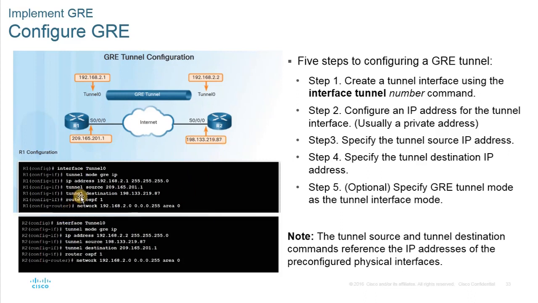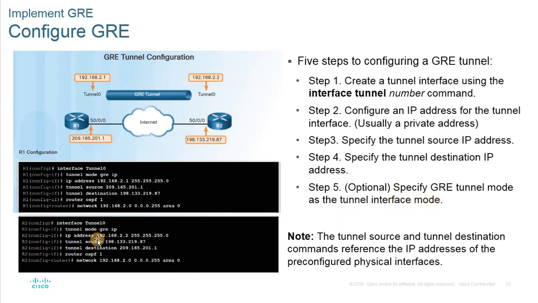And of course, we have the routing protocol here, OSPF. Let us declare 192.168.2.0 as the network under area 0. This is referring to our tunnel 0 IP network. Next, after that, specify GRE tunnel mode as the tunnel interface mode. This is optional.